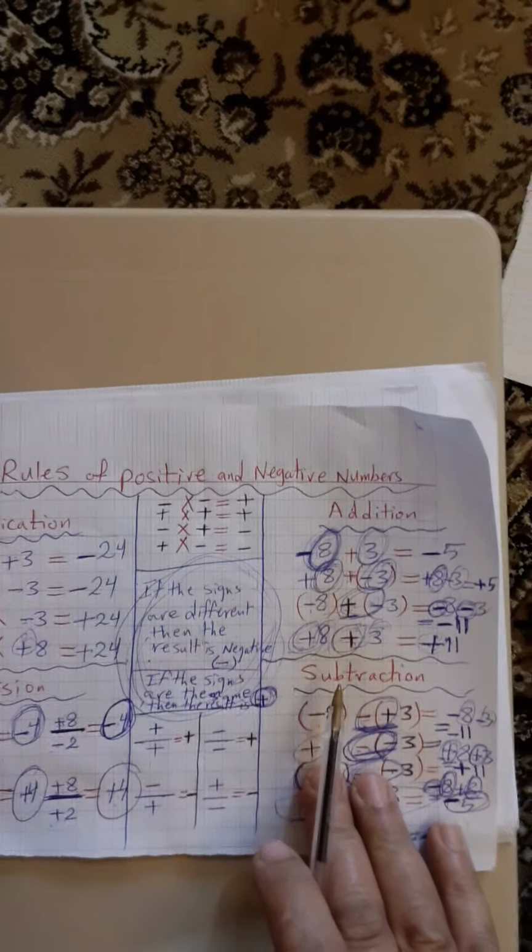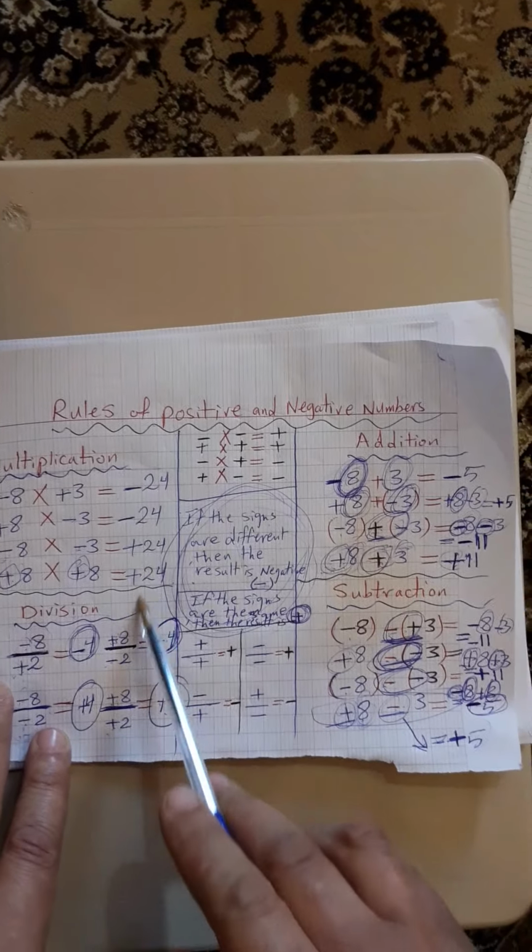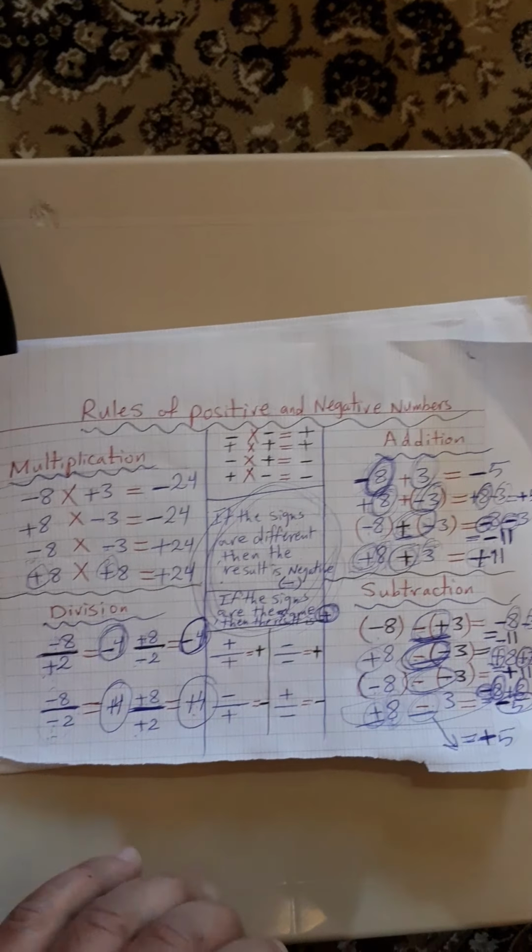These are the rules of positive and negative numbers in the four operations: multiplication, division, addition, and subtraction.